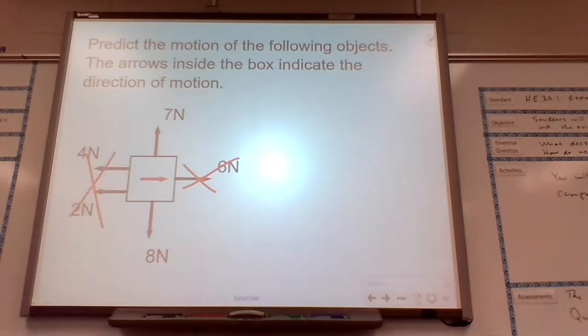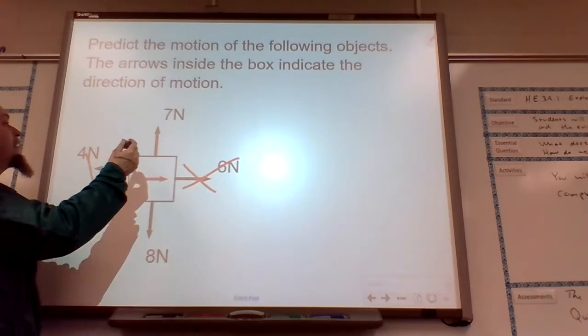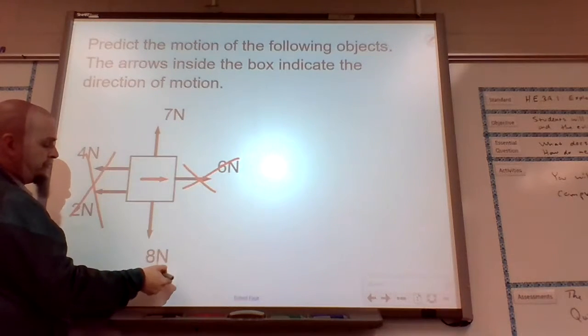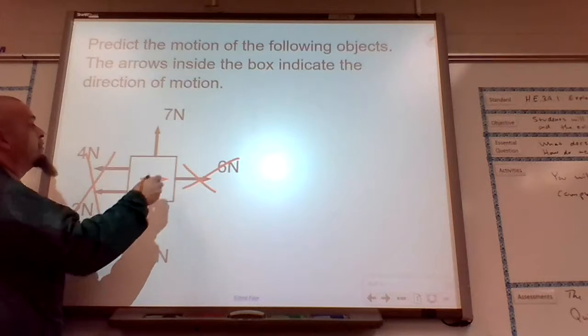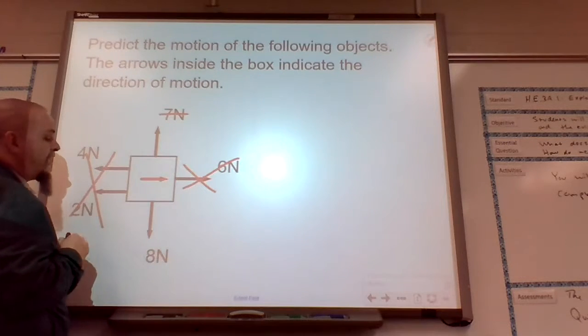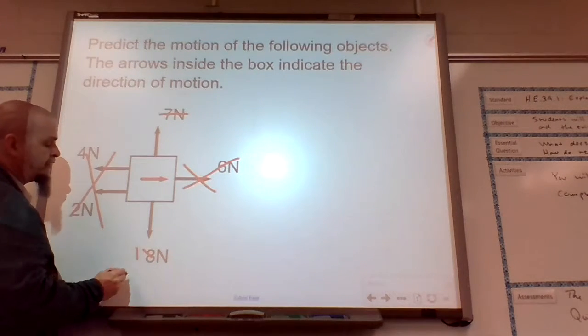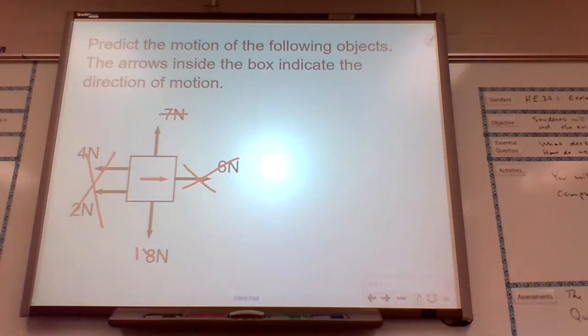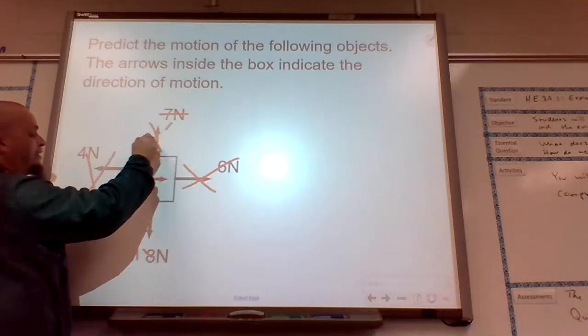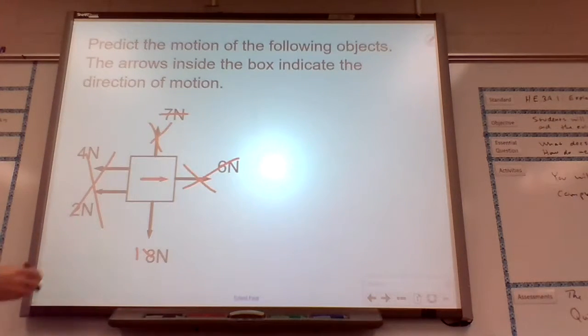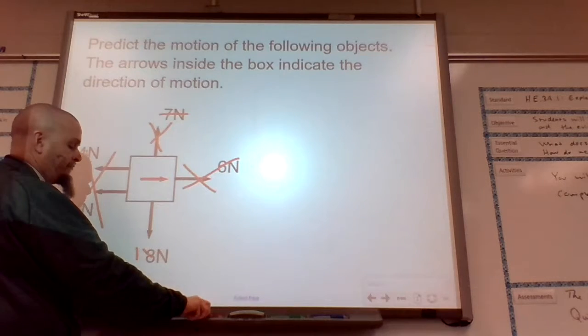They will balance each other out. I have 7 newtons up. I have 8 newtons down. These will not completely cancel. I know that's going to go away, and this is going to leave me with 1. So I have a 1 Newton force that is downward while my object is moving to the right.